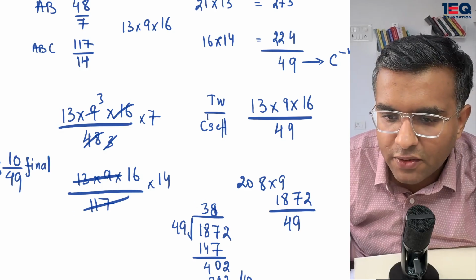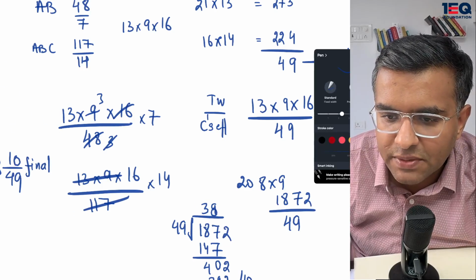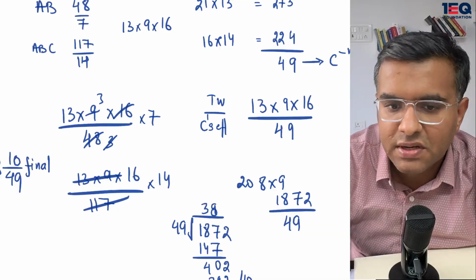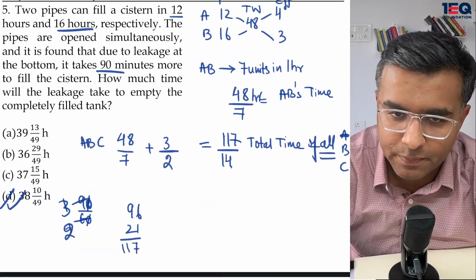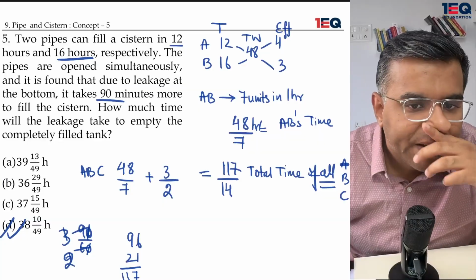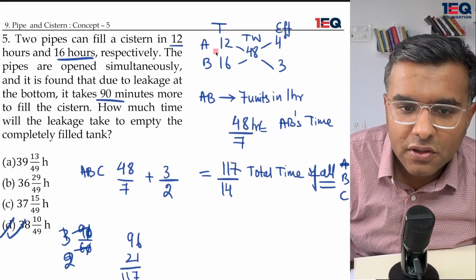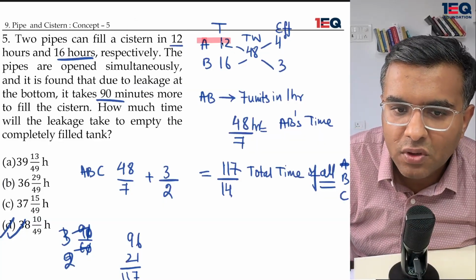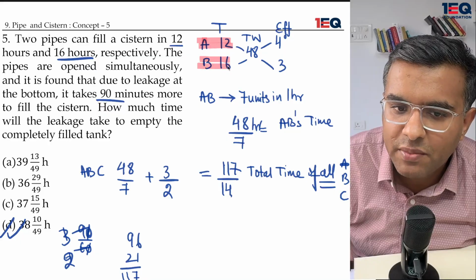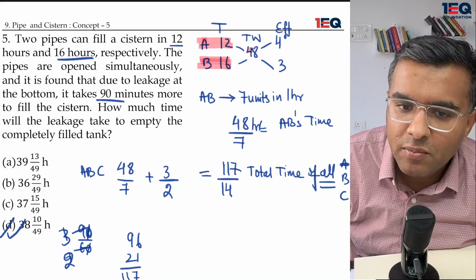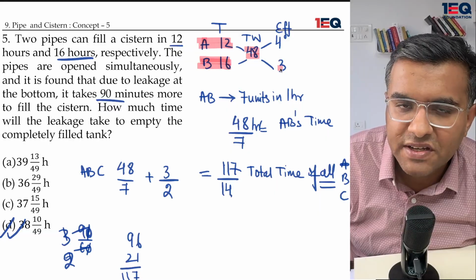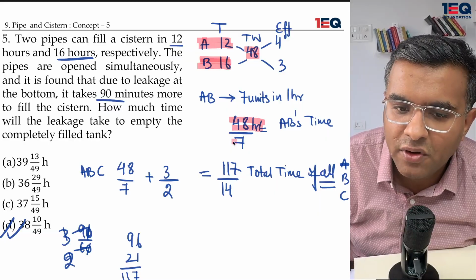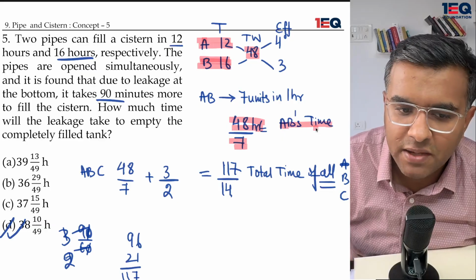I'll quickly explain it to you one more time. Just try to look at things my way. The total work which was done by A is 12, by B is 16. They together complete 48 units of work in 4 plus 3, 7 hours. That means 48 upon 7 would be A and B's time together.